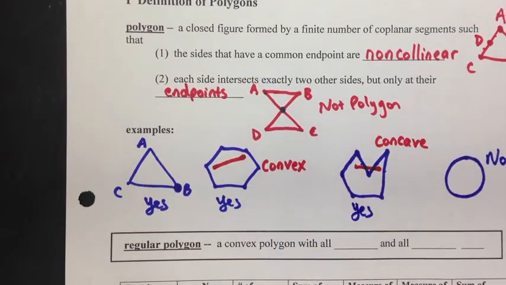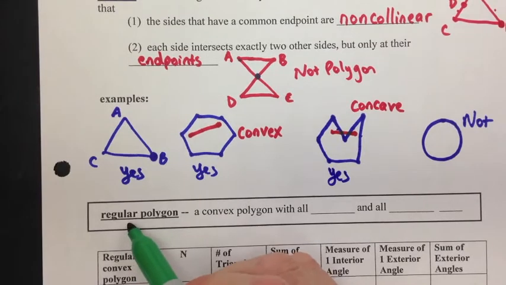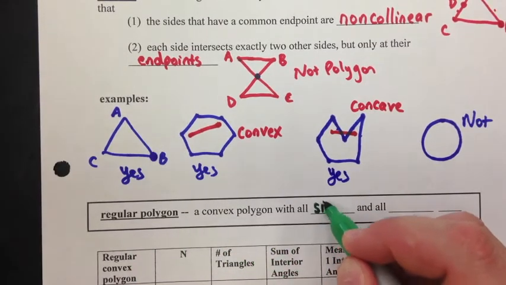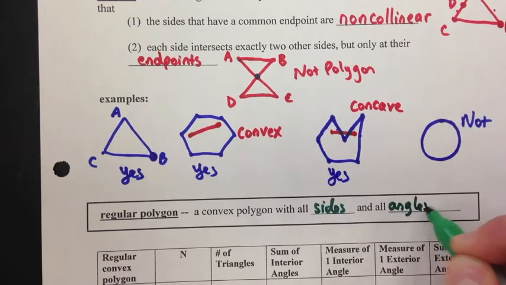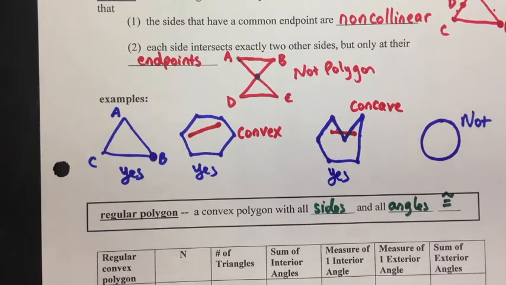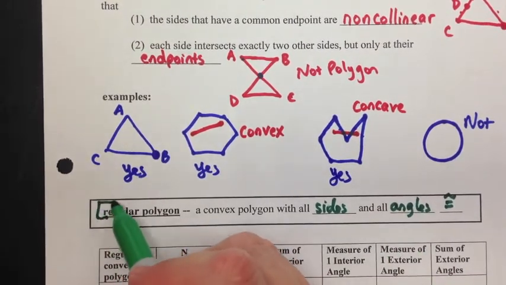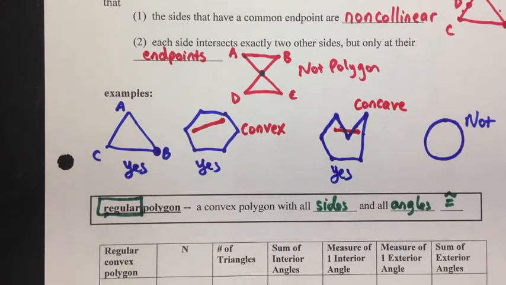And the key thing for today, almost all of our examples are going to be regular polygons. Regular means a convex polygon with all sides and all angles congruent. This is really important. You need to know this word, regular. In geometry, it means all the sides are congruent and all the angles are congruent.